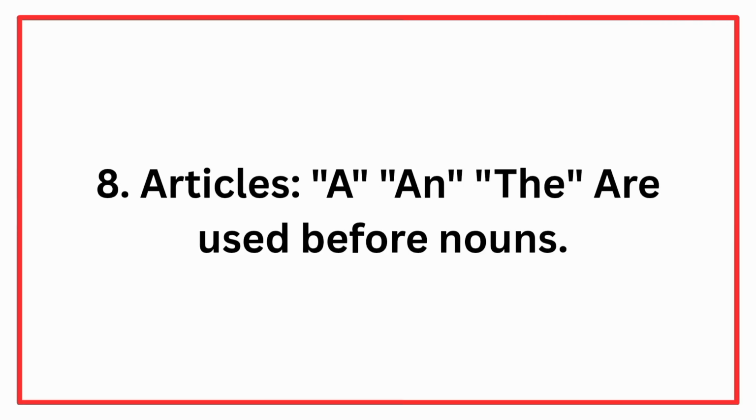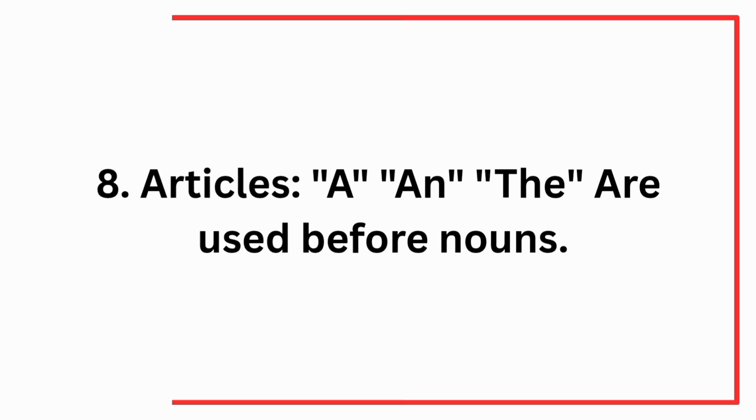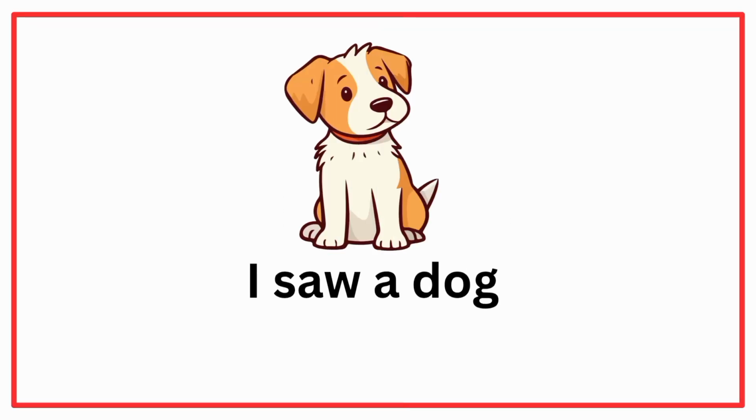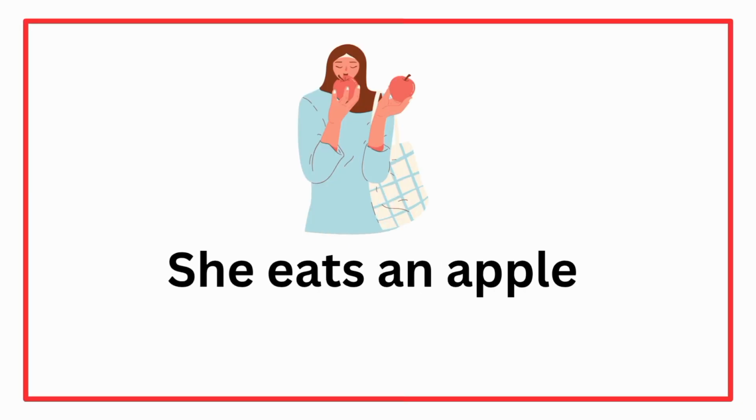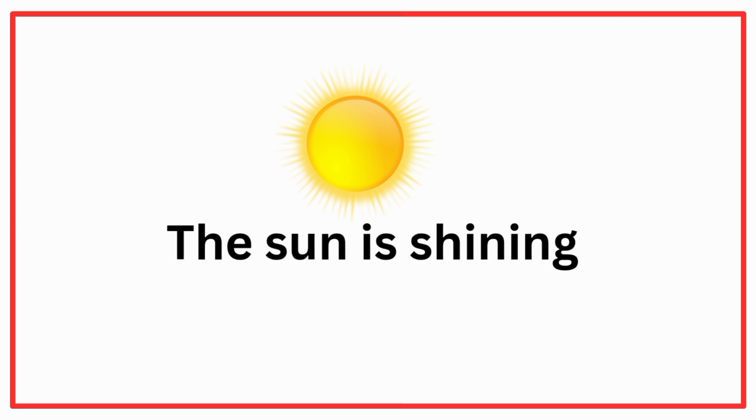Eight. Articles: a, an, the, are used before nouns. Examples. I saw a dog. She eats an apple. The sun is shining.